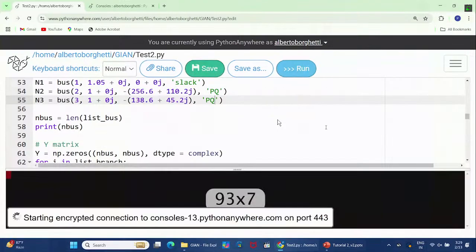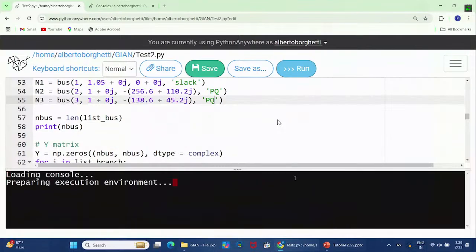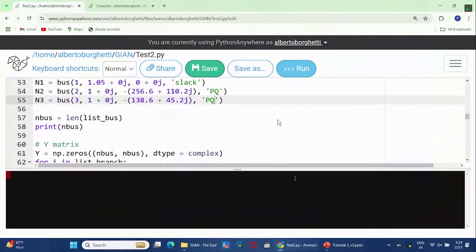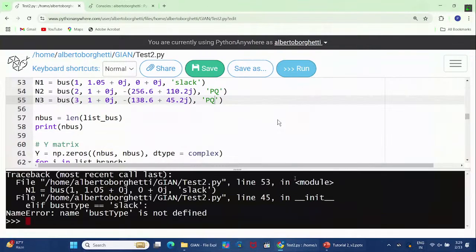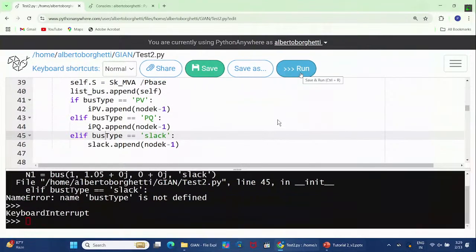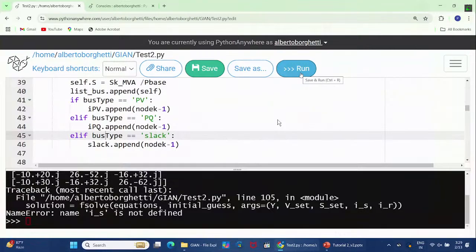So we run it. Cross the fingers. Yeah. There is a problem. Bus type is not defined. Oh, I need to go up, I've written something like that. Yes, because I put another T here. Bus type, slack. IS is not defined.